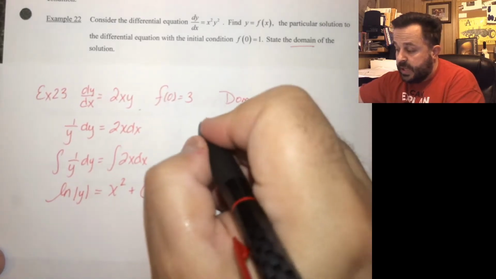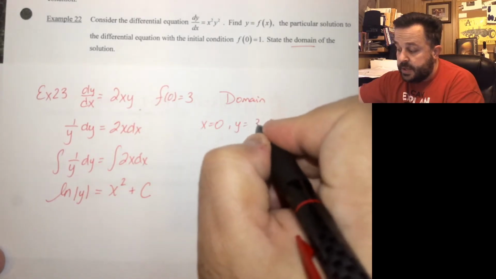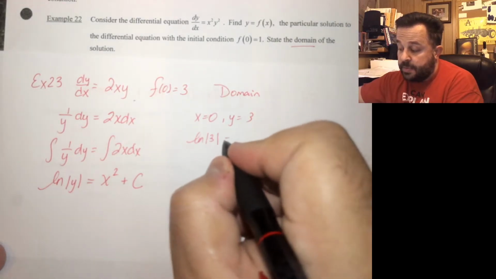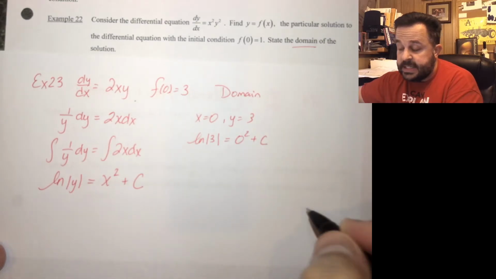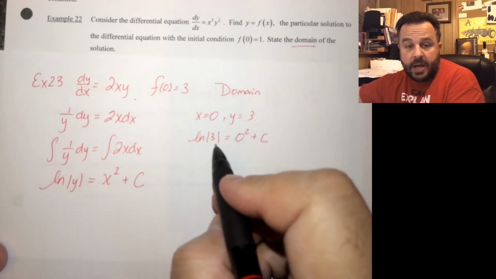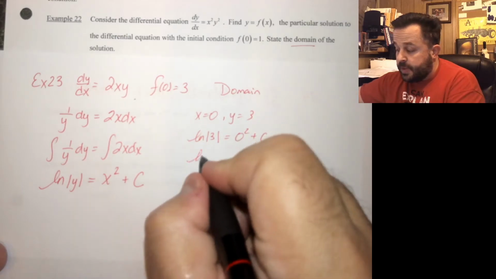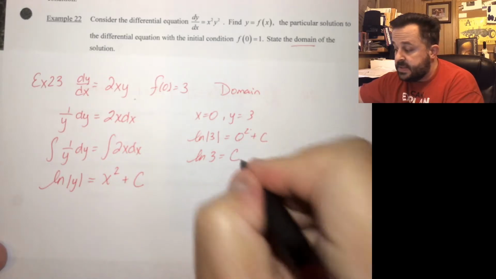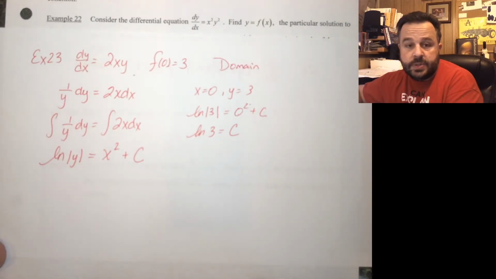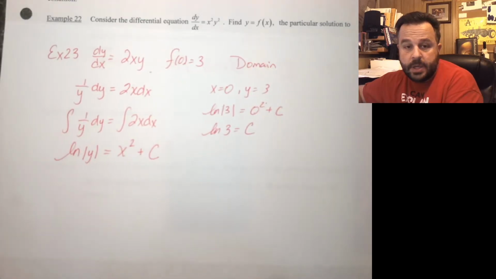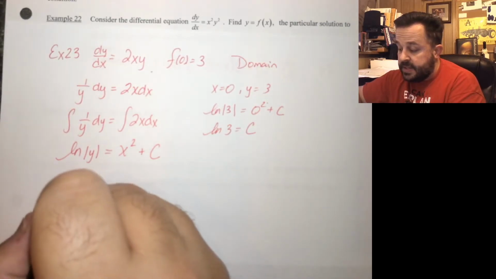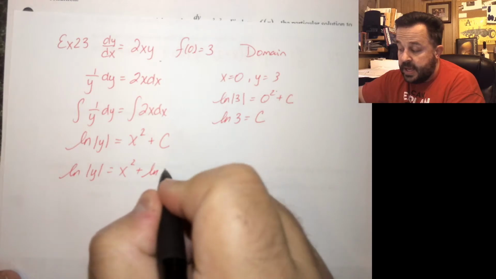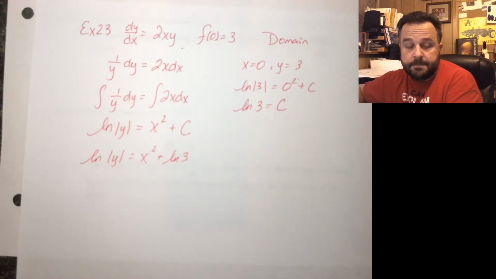Now we're told that when x is 0, y is 3. So let's go ahead and do that. I have ln|3| is equal to 0 squared plus c. Since 3 is positive, the absolute value of 3 would be 3, so we can just write that as ln 3 is equal to 0 squared, which is 0, plus c, which is c. So our constant is going to be ln 3. So now we come back down here, and this is ln|y| is equal to x squared plus ln 3, our constant.